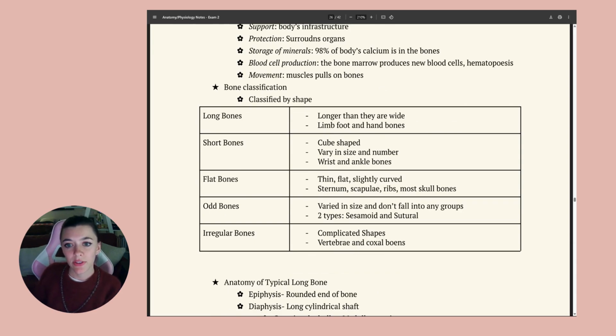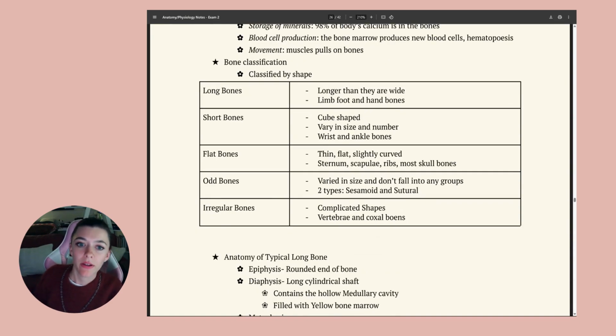Bone classification. They're classified by... Oh, my bad. I was thinking naming. All right, so bones are classified by shape. You're going to have your long bones, short bones, flat bones, odd bones, and irregular bones. Your long bones, they're longer than they are wide. They're like limb, foot, and hand bones. So you got your femur, you got your humerus. Those are all going to be long bones.